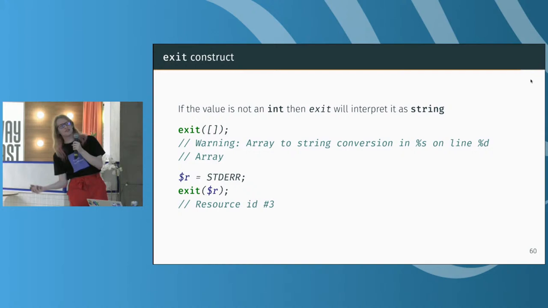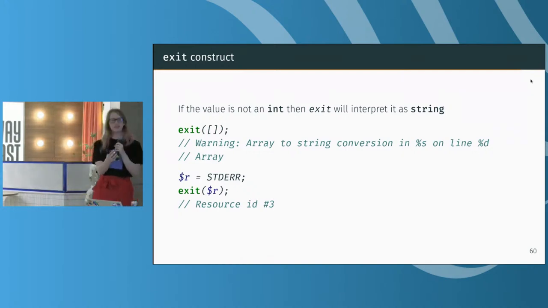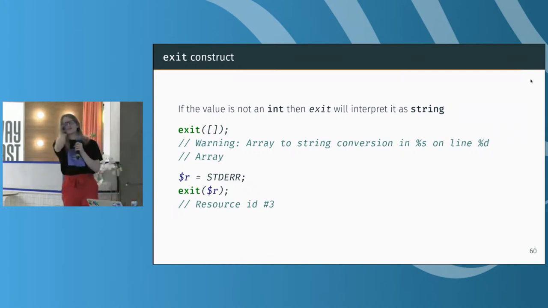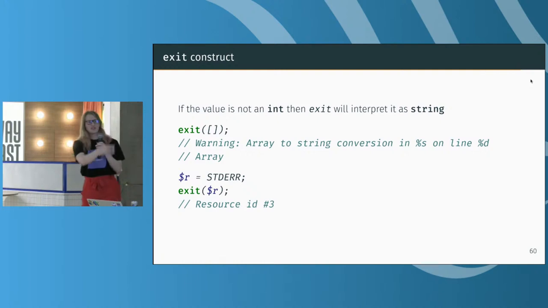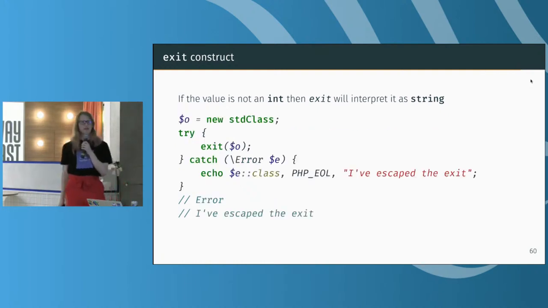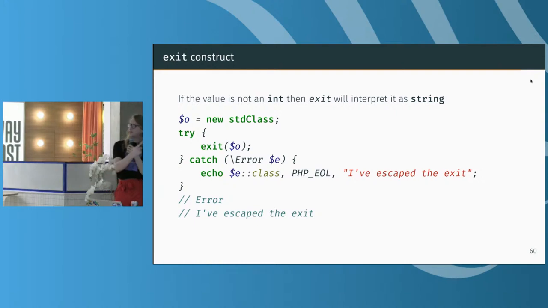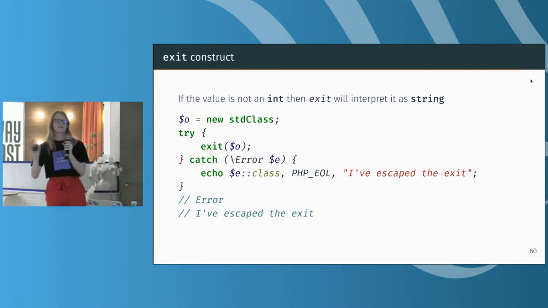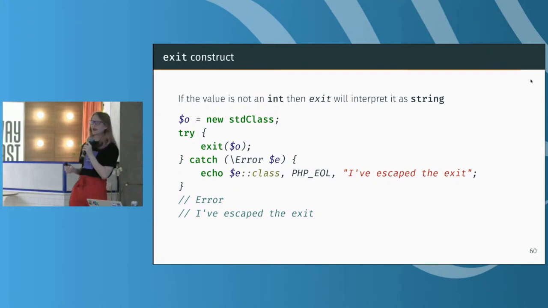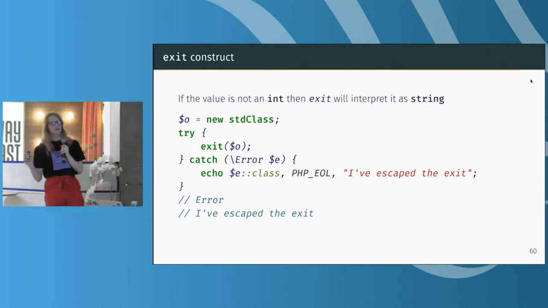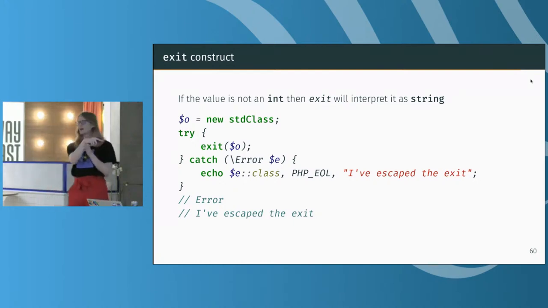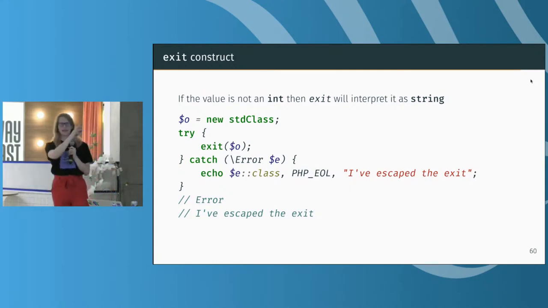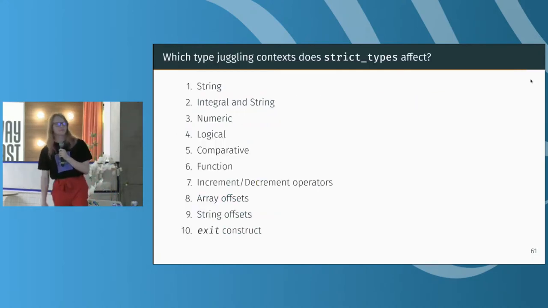But yeah, if the value is not an integer, then exit will still try to interpret it as a string. So exit will print you the warning and then the array. Resource will cast a resource to a string. However, it still emits type errors since 8.0 because there have been some slight changes in how exit behaves. But yeah, if you actually pass in a non-stringable object to exit, you can actually try-catch it and escape the exit. So yeah.